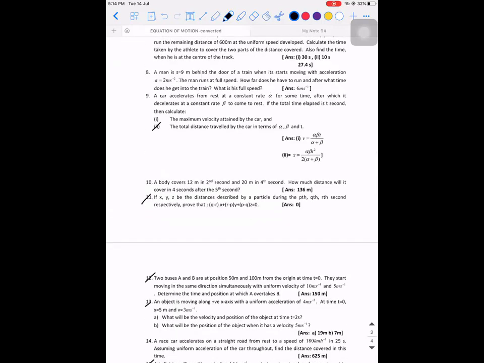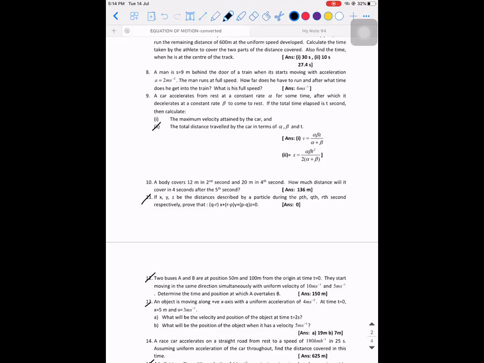Yes, sir. Okay. So let's start. What is the question saying? The 9th one is a car accelerates from rest at a constant rate alpha. What do you mean by constant rate alpha for some time? Are they speaking about velocity or acceleration? Acceleration, sir. Acceleration is alpha. Till what time? Sometime only they have given. Okay, they have not given what the time is. After that, what is happening? It is decelerating at a constant rate beta and comes to rest.